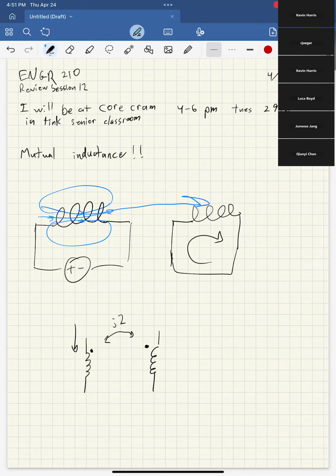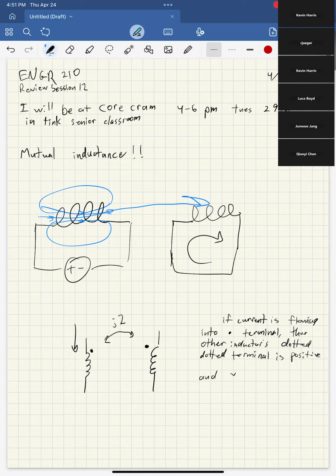So the way that we deal with this is, if current is flowing into the dotted terminal, then the other inductor's dotted terminal is positive, and vice versa. If it's flowing into the non-dotted terminal, then the dotted terminal would be negative.